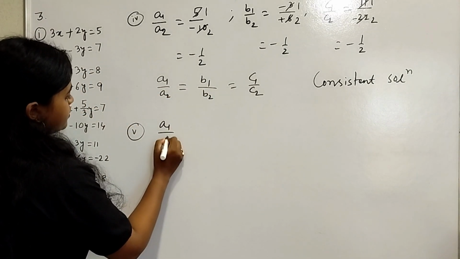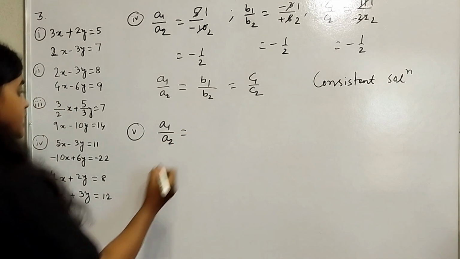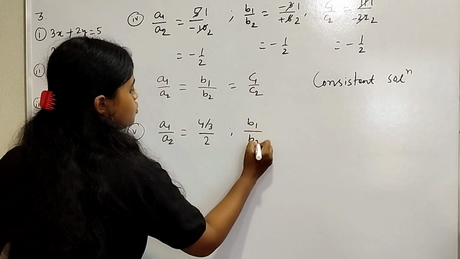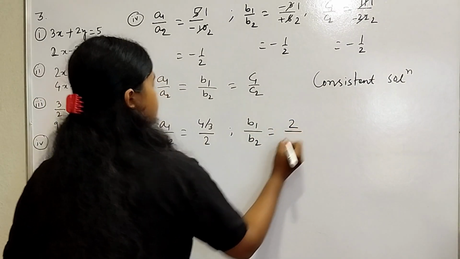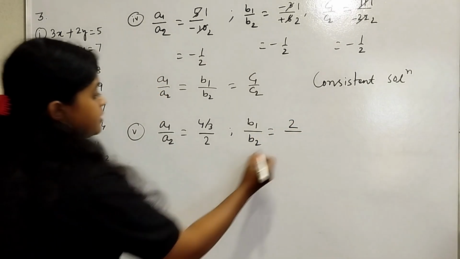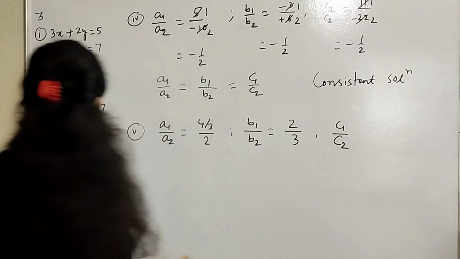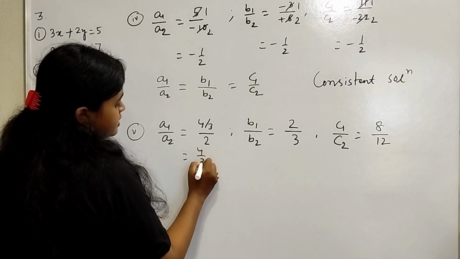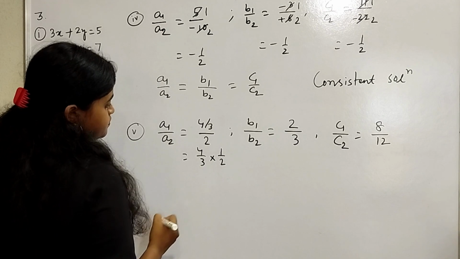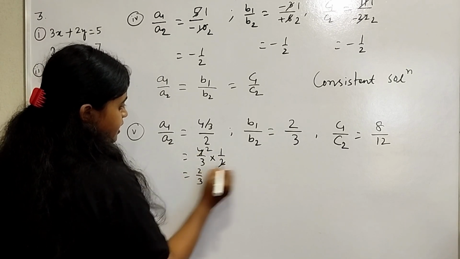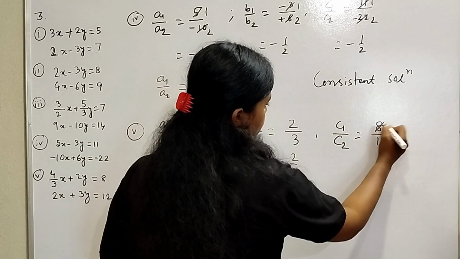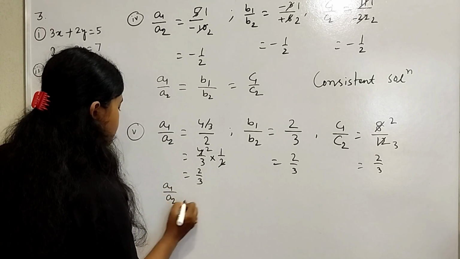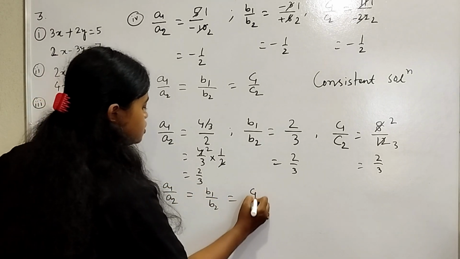A1 by A2: A1 is the coefficient of x, that is 4 by 3, and B1 by B2 is 2 by 3, and C1 by C2 is 8 by 12. If I simplify that, 4 by 3 into, we will write 1 by 2, 2 2s are 4, that is 2 by 3, and here also 2 by 3. And if I cancel, 4 2s are 8 and 4 3s are 12. So 2 by 3. Here also A1 by A2 equals B1 by B2 equals C1 by C2.